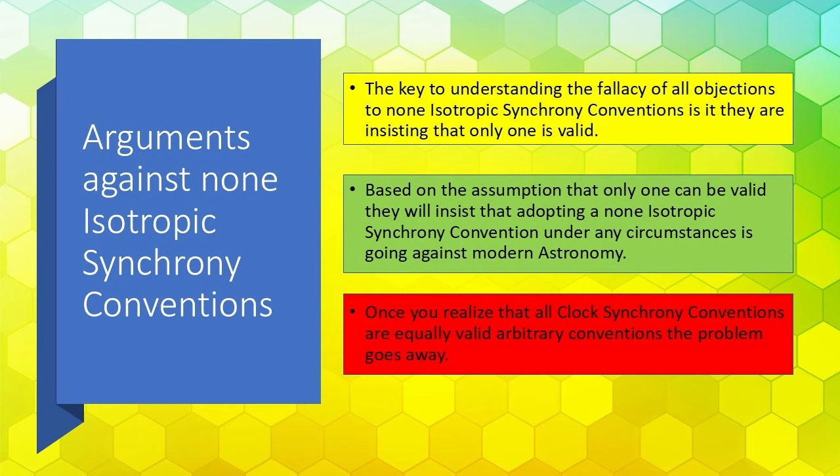Based on the assumption that only one can be valid, they will insist on adopting an isotropic synchrony convention under any circumstances. That is going against modern astronomy. Once you realize that all clock synchrony conventions are equally valid arbitrary conventions, the problem goes away.